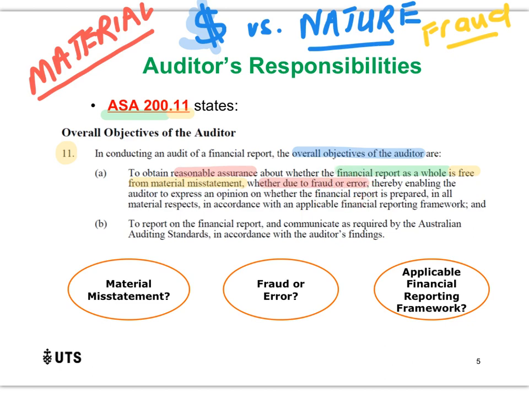Okay, now both of these can be material misstatements, and they can both result in us providing a conclusion saying that the financial report is not true and fair. Okay, so the intention behind the act isn't actually relevant. It can be intentional or unintentional, but it can still result in material misstatements. So we actually do look at both. Coming back to our sentence. So it's to obtain reasonable assurance about whether the financial report as a whole is free from material misstatements, whether it's fraud or whether it's error, thereby enabling the auditor to express an opinion.